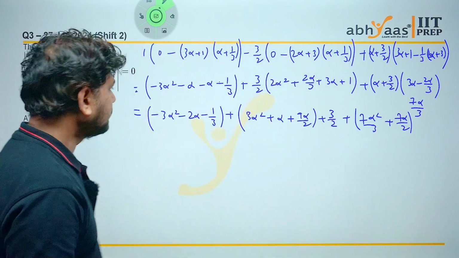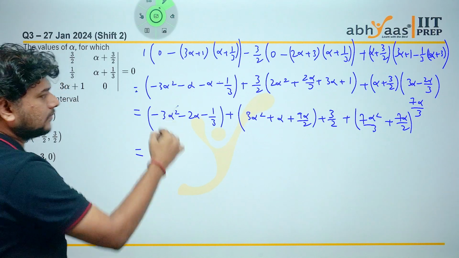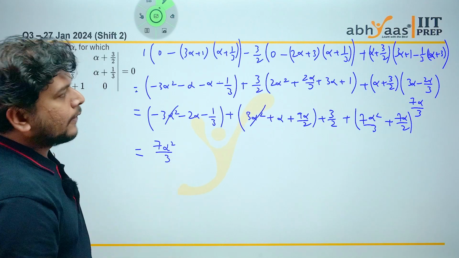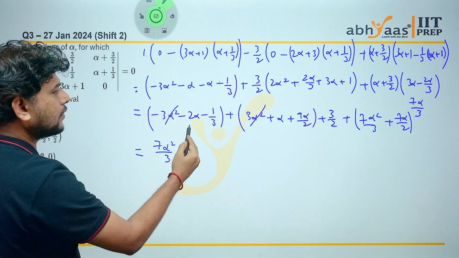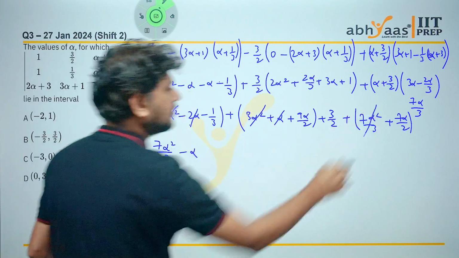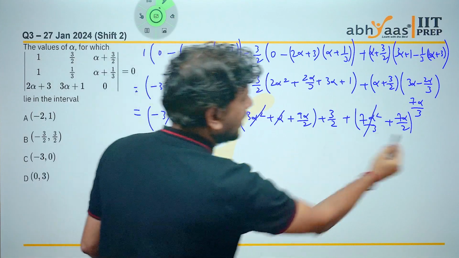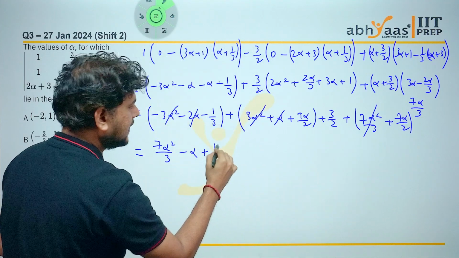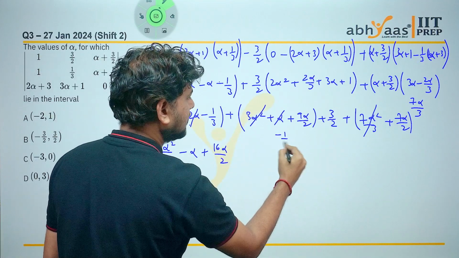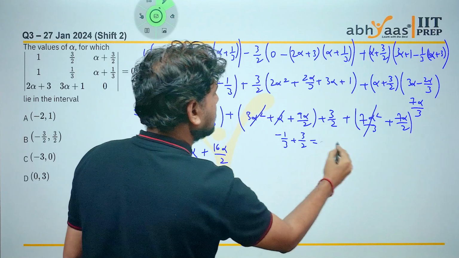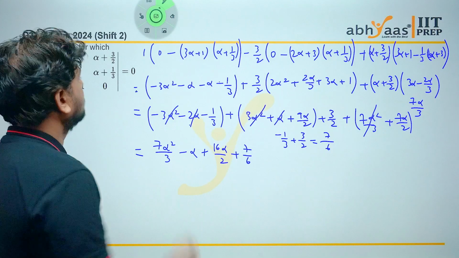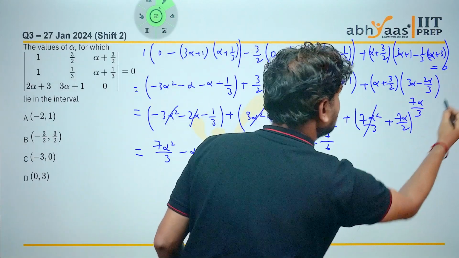Okay, now this equals to, this gets cancelled, we have 7 alpha square by 3 there, and minus 2 alpha plus alpha, so minus alpha. Now 9 alpha by 2 plus 7 alpha by 2, that is 16 alpha by 2, minus 1 by 3 plus 3 by 2, that is 7 by 6. Okay, so determinant equal to 0, it is given equal to 0.